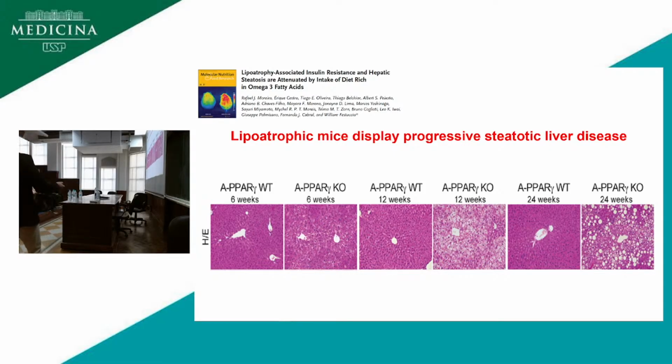Just a little bit of fat being stored in the liver. Here, at 12 weeks old, we do see a microvesicular steatosis. And here, at 24 weeks old, we do see clear signs of liver disease with hepatocyte ballooning, some markers of leukocyte infiltration, and other markers of liver disease.